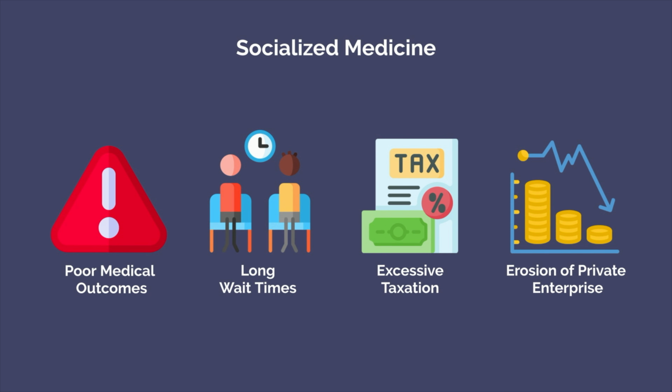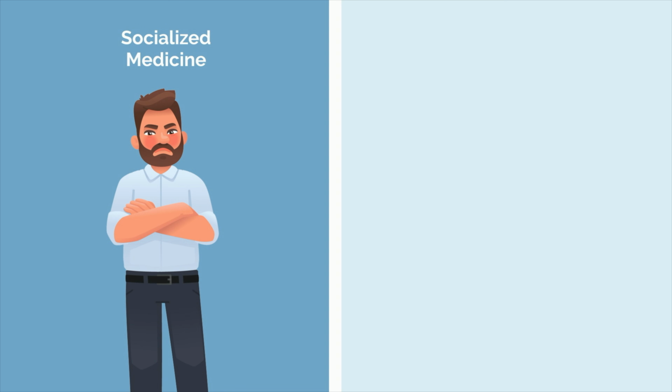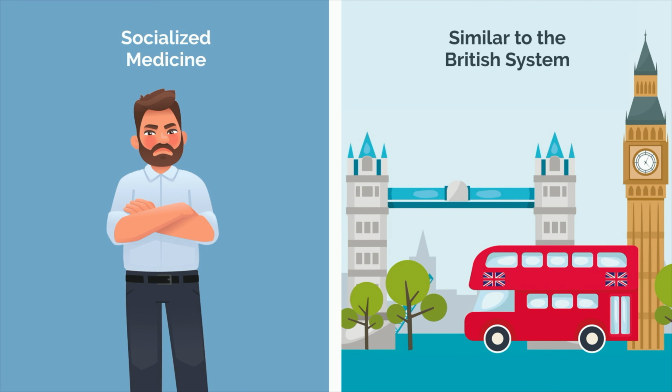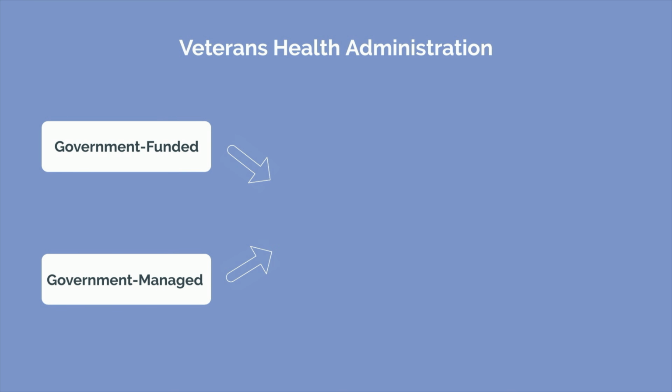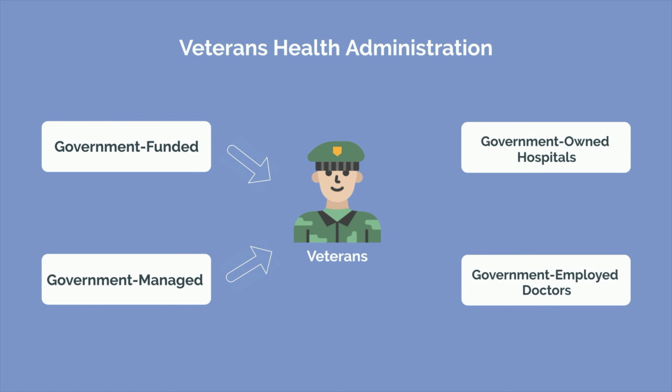While the concept of socialized medicine makes some Americans uncomfortable, the reality is that a major portion of our healthcare system functions analogously to the British system, which is regarded as the closest example of socialized medicine in the world. We do this through the Veterans Health Administration. The VHA is a government-funded and government-managed vehicle that treats veterans at government-owned hospitals under the service of government-employed doctors.